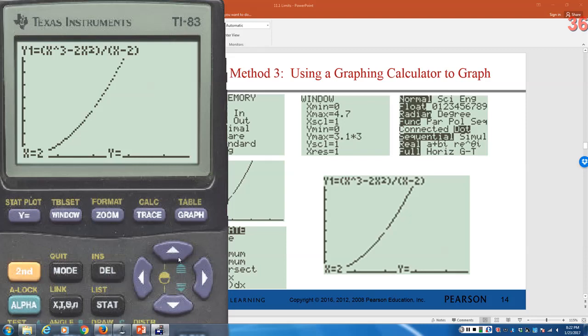So the limit from the left was 4. The limit from the right was 4. But g of 2, not defined. The limit exists, but the function doesn't at x equals 2. Okay?